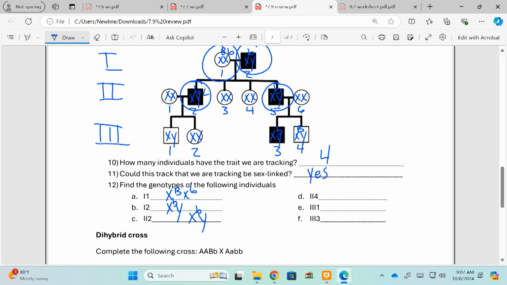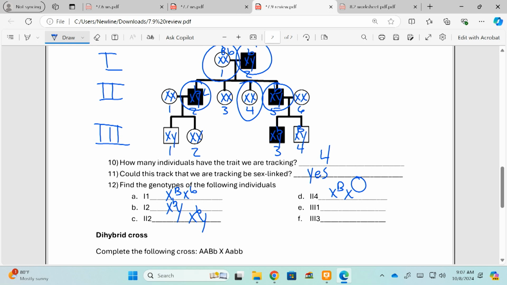The next one, D, is asking about 2-4. So this individual. Let's see if we can figure out what her genotype is. Well, she is not showing the trait, so we know that she has at least one capital letter. She's a female, so she's got two X's. What is going to go over this next X here? Well, let's think about it.